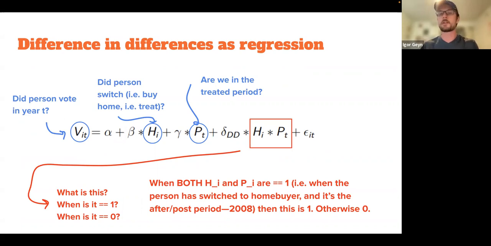Okay, so what I mean by on and off is if I plug in a 1 for H, right? So if I say that this person is a homeowner, right? Or if I plug in a 1 for P, right? Which is to say we are in the treated period. We are in this sort of post 2008 period, right? If I plug in a 1 for either of those variables, it's going to turn on or keep in the equation both beta and gamma, such that our estimate of V of turnout is going to be informed by those coefficients.